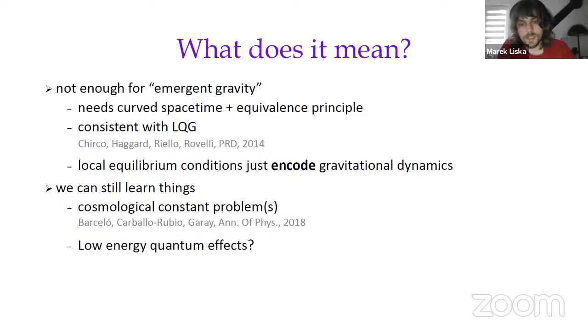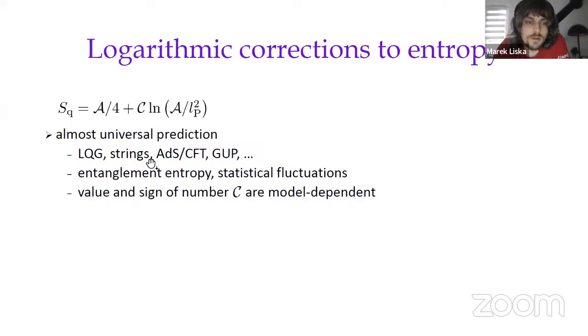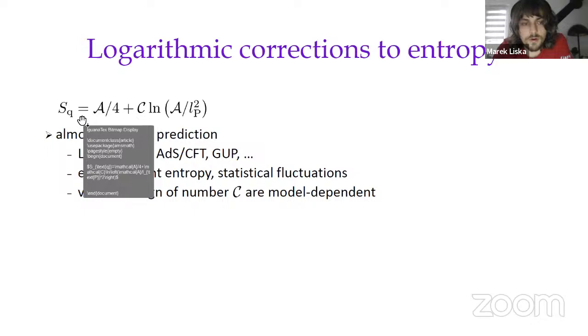to encode gravitational dynamics. The second option we have, the one I want to focus on here, is that we can also learn something about low energy quantum gravitational effects from this paradigm. To see this, we note that the entropy of any horizon, in particular the conformal Killing horizon of the causal diamond, is corrected by quantum effects by a term logarithmic in the horizon area.